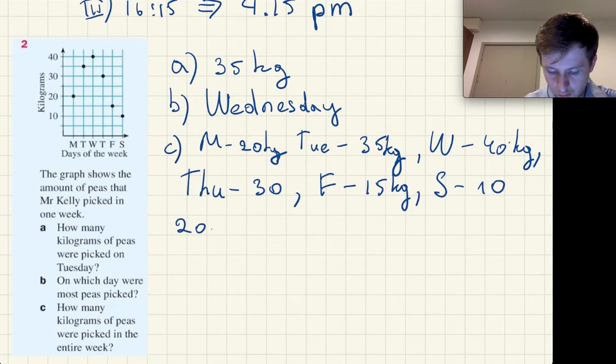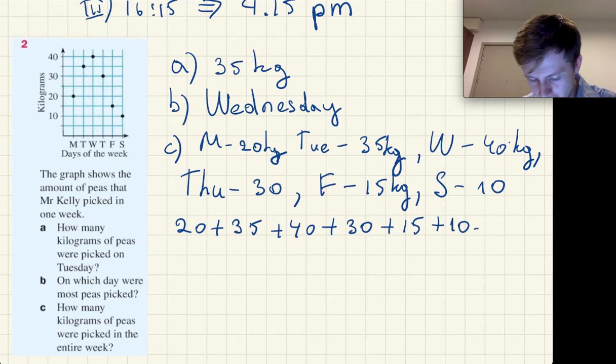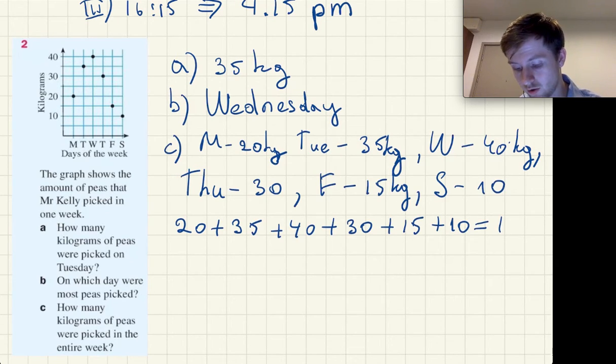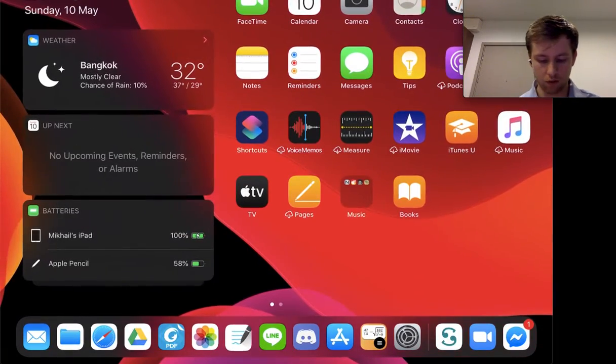So we do 20 plus 35 plus 40 plus 30 plus 15 plus 10, and we find how much it is in the end. It's 150 in total, 150 kilograms in total in the whole week. Okay, that's the last question for this part.